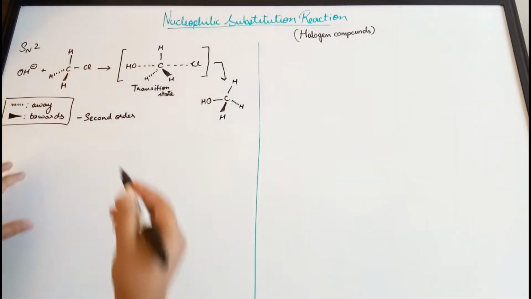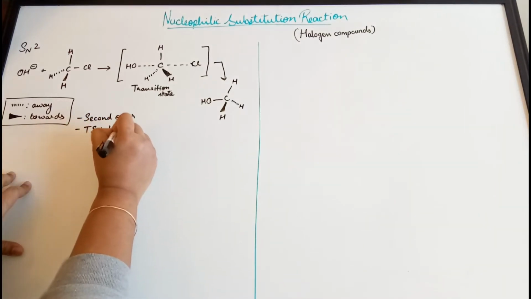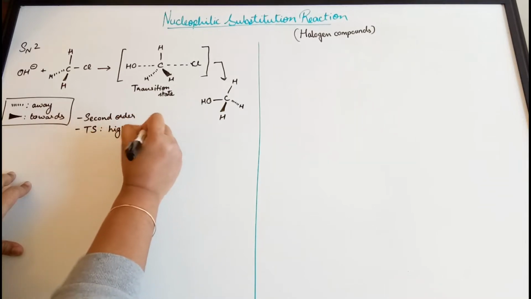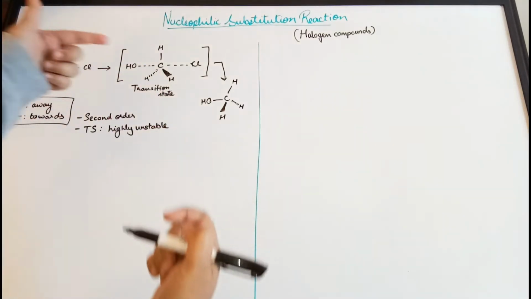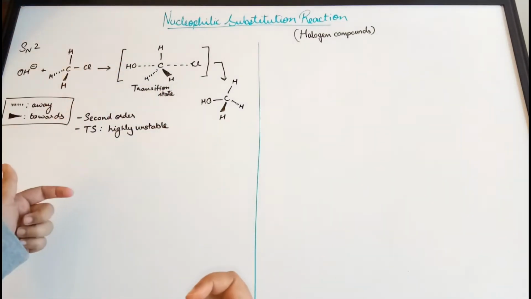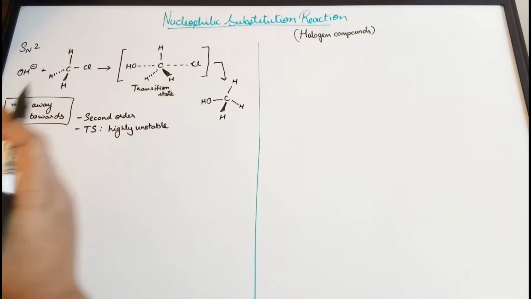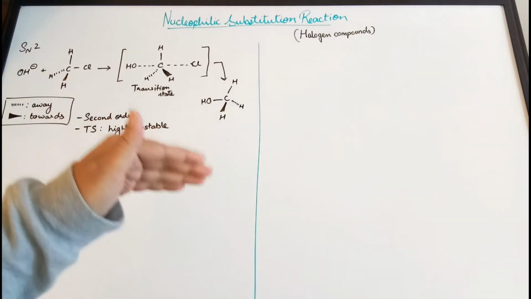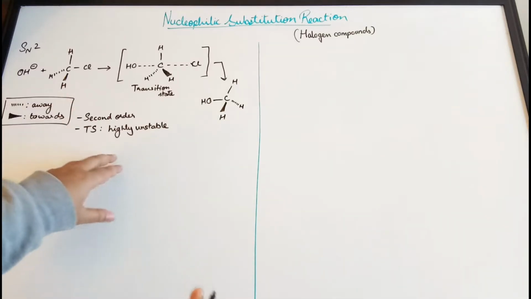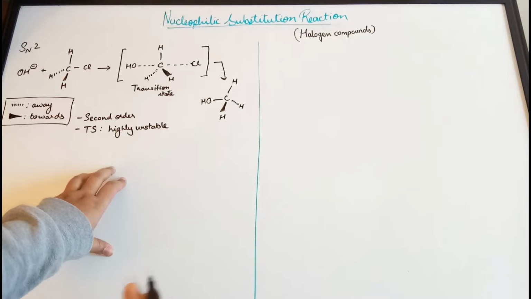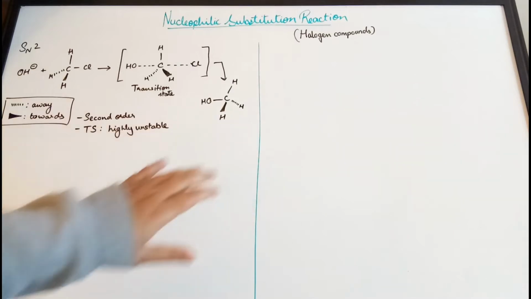So the transition state is highly unstable. I'm just going to write TS, highly unstable. It shows the simultaneous formation of the C-OH bond and the breakage of the C-Cl bond. So the C-OH bond is forming and the C-Cl bond is breaking as a simultaneous process. Because the transition state is highly unstable, you can't really isolate and study it. So this is actually just one step.